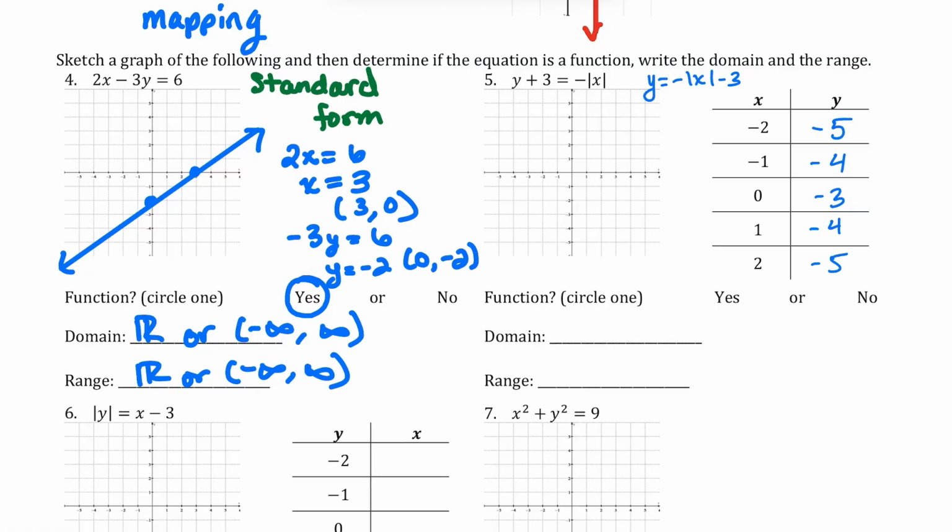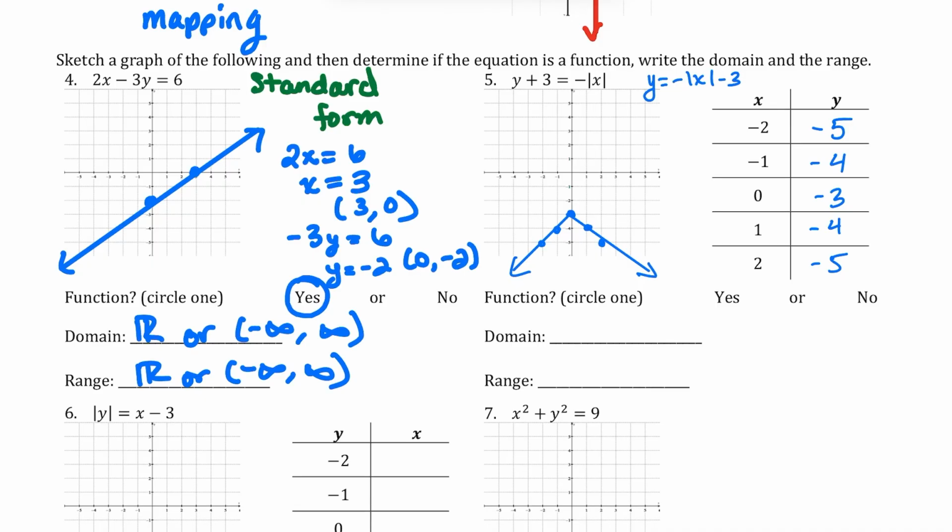So I'm going to plot all those points. So 0, negative 3, negative 1, negative 4, and then 1, negative 4, and then 2, negative 5. So you end up getting a graph that looks something like this. That's the absolute value function. That's a graph that you should know what it looks like from Algebra 1 and Algebra 2.